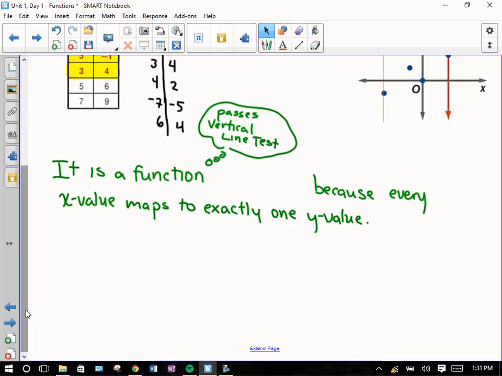All right, and then you can always switch it around. It is not a function because it doesn't pass the vertical line test, which means it is not a function because not every x value maps to exactly one y value.